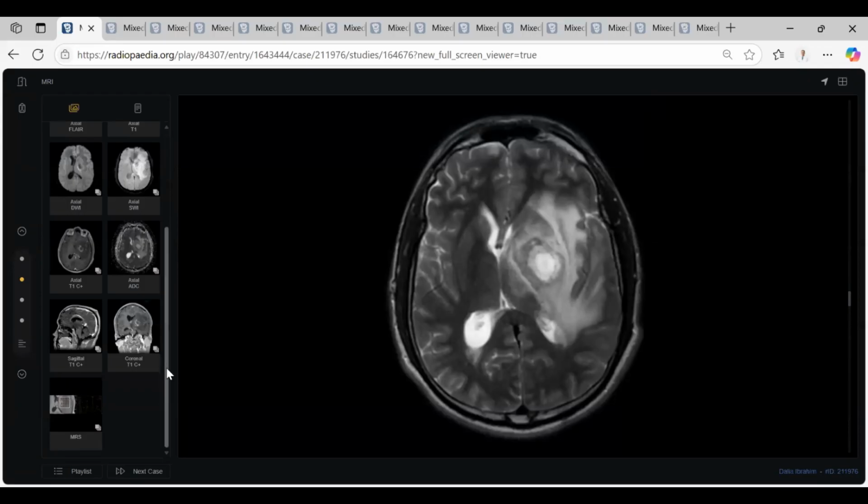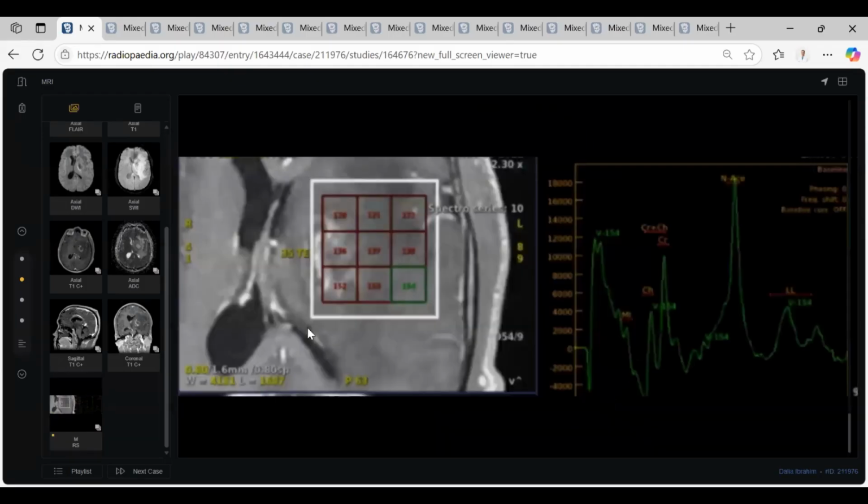What sequence do you want? Maybe MR spectroscopy, to differentiate infection from tumor. In a tumor, there would be an increased choline creatine ratio, but in the infection, as I remember, because I'm not sure, maybe there is an increase of lactic acid. Doctor, this is MR spectroscopy.